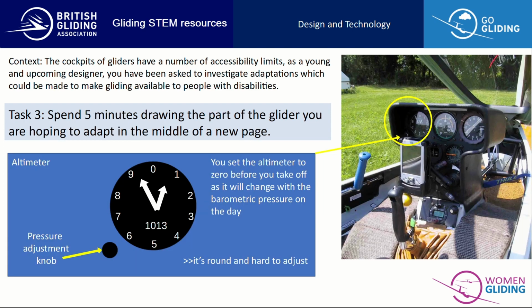I decided that we'd have a go with the altimeter. You have to set that to 0 before you take off. It changes with the barometric pressure on the day, and you want to know how high you are above the ground. And you adjust that with the pressure adjustment knob at the bottom left there. Now, that's round. It's not terribly easy to adjust, so maybe we can come up with something better.